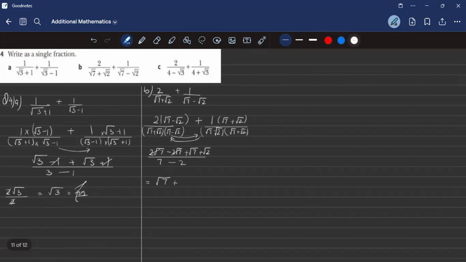Wait a second, I think I made a mistake in the multiplication. So this would be minus 2 under root 2, sorry, plus under root 7 plus under root 2. Now we simplify this. 2 under root 7 plus under root 7 would give us 3 under root 7, plus, in fact, that would be negative under root 2, divided by, what is 7 minus 2? It's equal to 5. 3 under root 7 minus under root 2 divided by 5 is your final answer for part B.